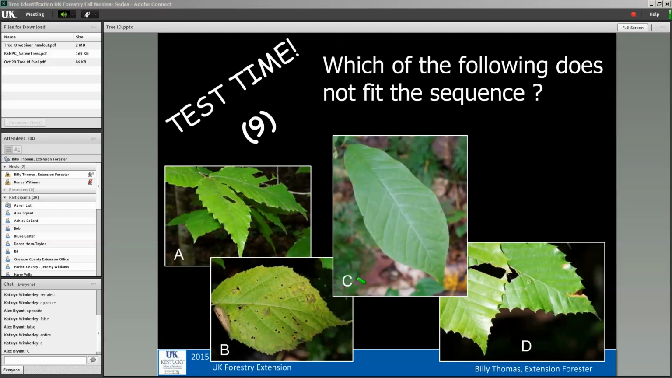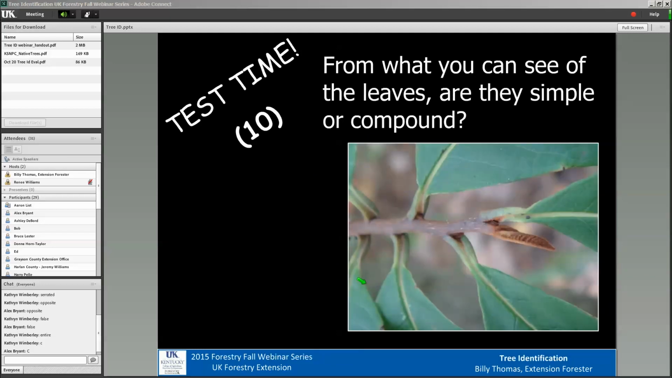So again, you all are starting to see these characteristics that we look for, and the book I'm going to walk you through here in a second will ask you some of these characteristics as well, and most tree ID keys will do the same. Okay, we're getting close to wrapping up the quizzes. From what you can see on this one, are they simple or compound? So we see a little bud right there. Might be a little hard to tell, but hopefully you can guess. Yes, these are simple leaves.